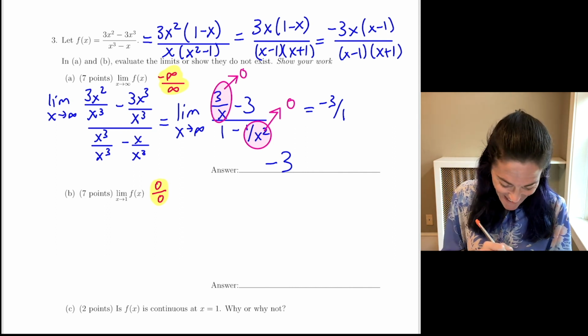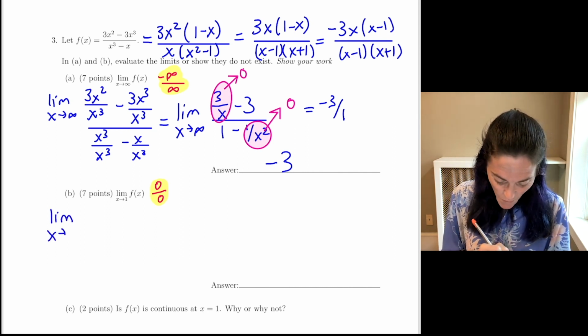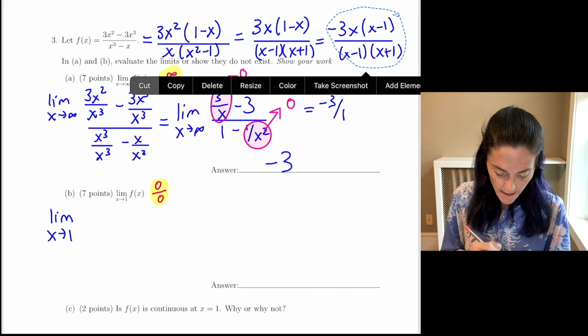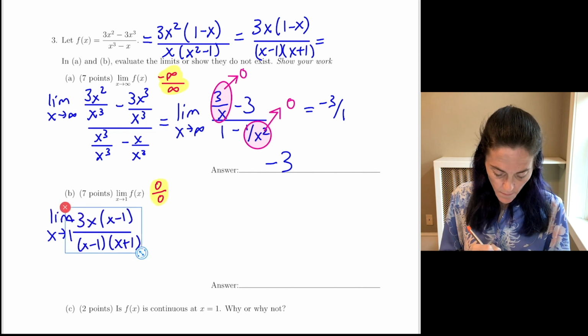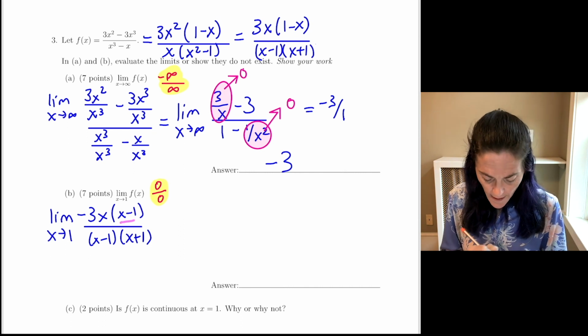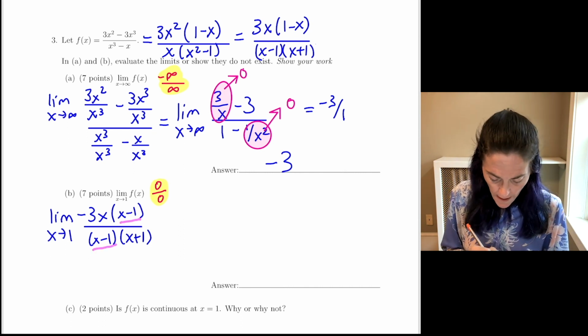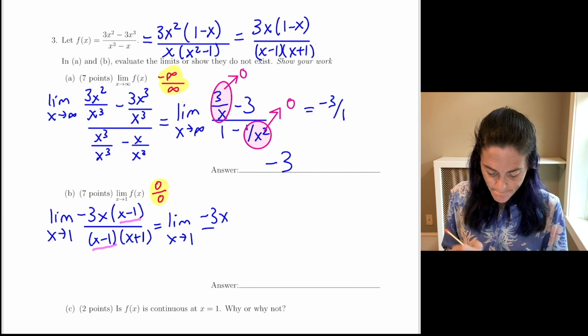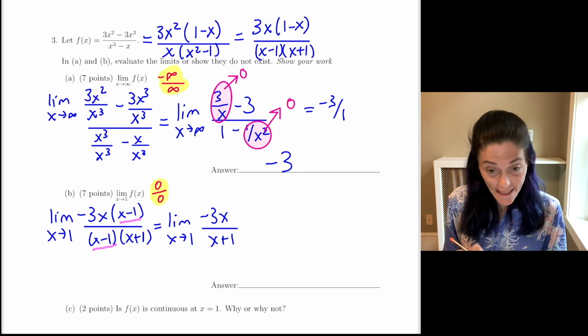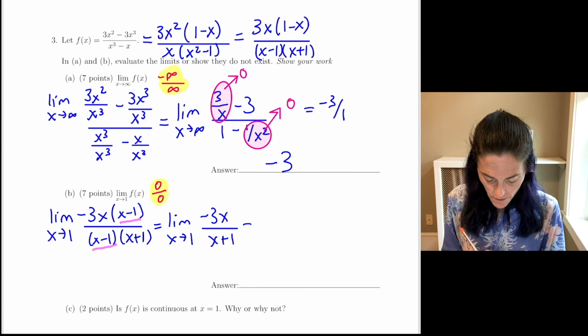Okay, now we want the limit as x approaches 1. Maybe I will just cut and paste this here. So this part here and here we can cancel off, and we have the limit as x approaches 1 of minus 3x divided by x plus 1. Now evaluate. This is now defined at x equals 1. We just get -3 over 2.